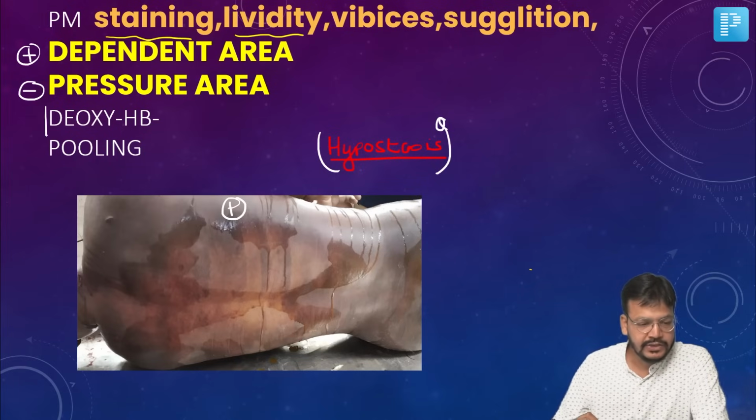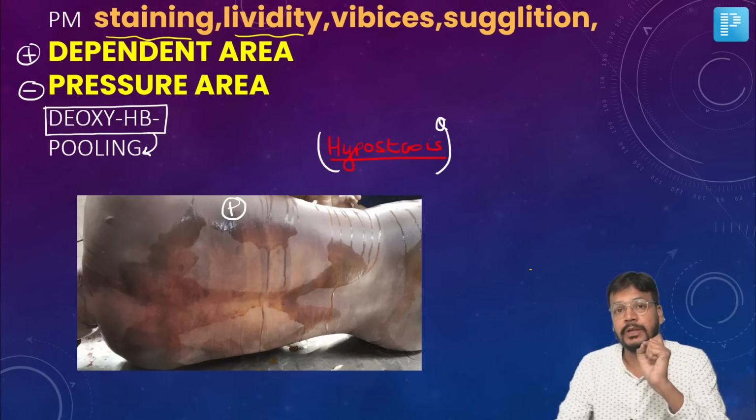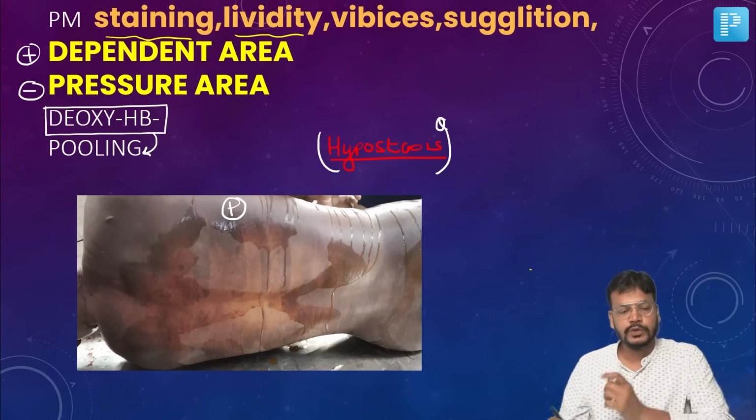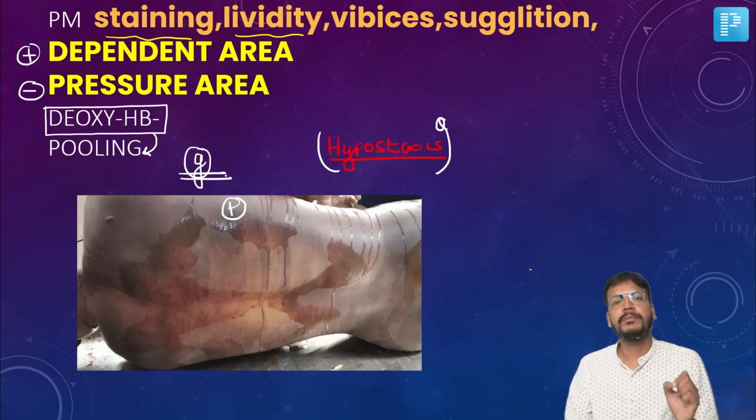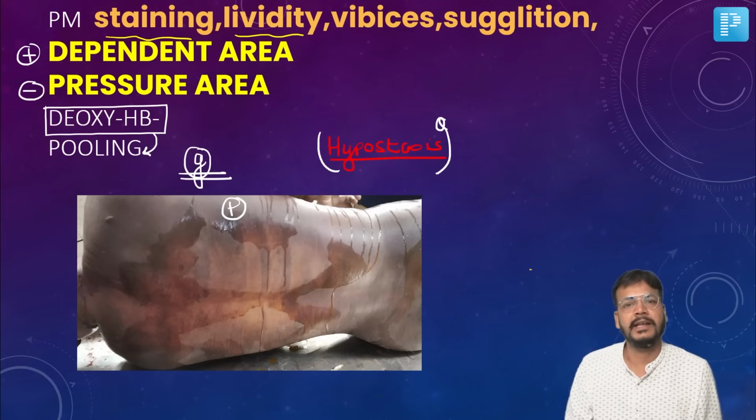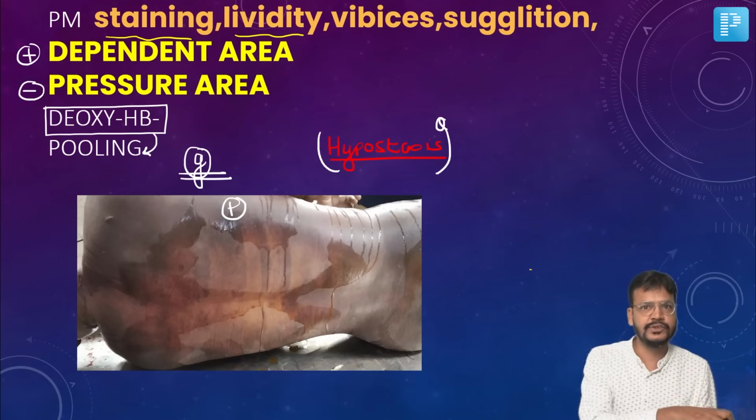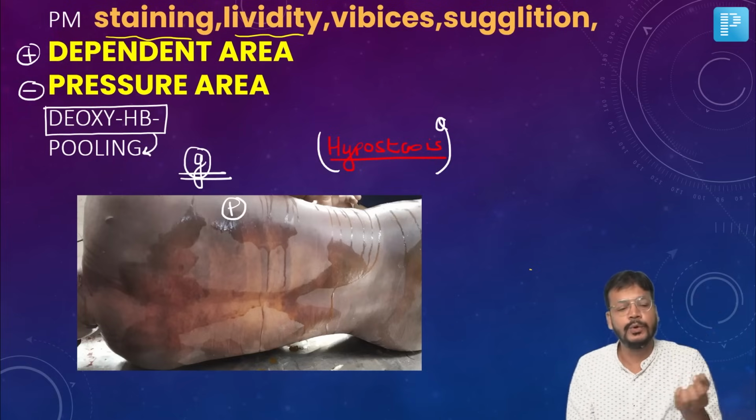Now, sir, this staining is because of deoxyhemoglobin and because of venous pooling. Why because of venous pooling? Because dependent areas are slightly elevated. There will be gravitational force in this dependent area. The pressure area is touching the ground, so it will be absent. So any area which is touching the ground, it will be absent, and the area which is dependent, slightly elevated, there will be bluish purple.